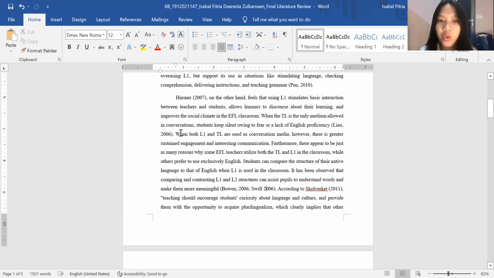And here I also emphasize that when both L1 and TL are used as conversation media, there is greater sustained engagement in interesting communication. The TL here, I mean, because it is an English foreign classroom, of course, we also speak in the target language. So both are used, but we emphasize that L1 dominates the language spoken.